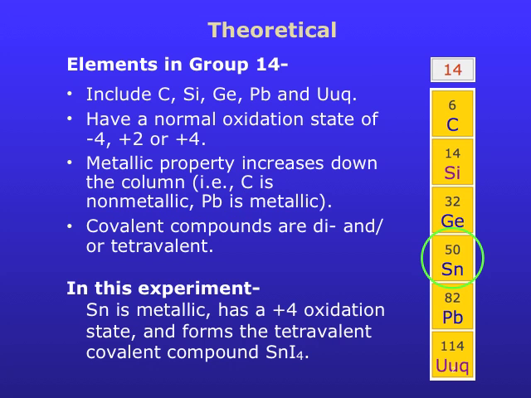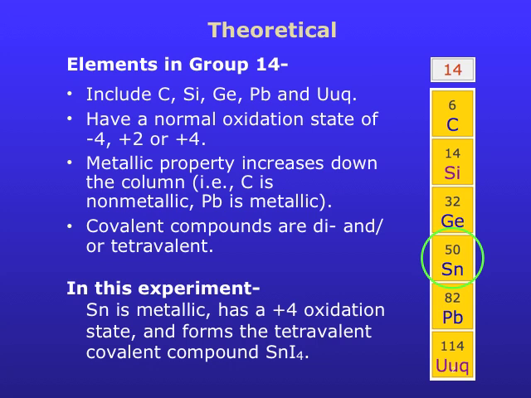The elements in column 14 include carbon, silicon, germanium, tin, lead, and the last member, ununquadium, which is unstable and radioactive. Carbon, silicon, and germanium exhibit -4 and +4 oxidation states, whereas tin and lead's common oxidation states are +2 and +4. The increasing metallic behavior is apparent in this trend of prevalent positive oxidation numbers going down column 14.